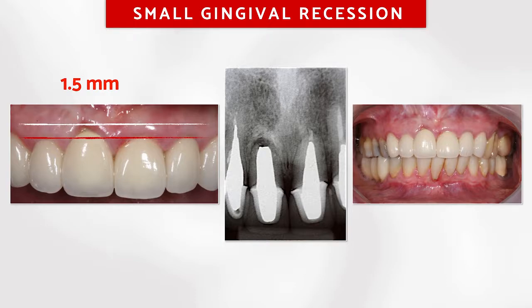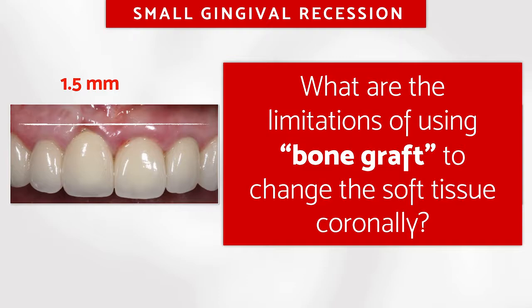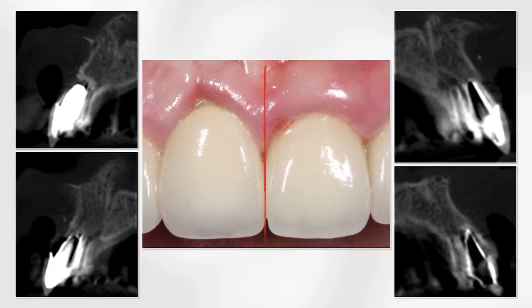And we have a good amount of available bone beyond the root apex, as you can see here. But to make things a little bit worse, this patient presented a thin periodontal biotype. In this case, we are going to share with you the limitations of using bone graft to change the soft tissue in the coronal direction. Here we have the clinical view and the CBCT scans. It was confirmed that on both sides, right and left, this patient lost the buccal wall completely.